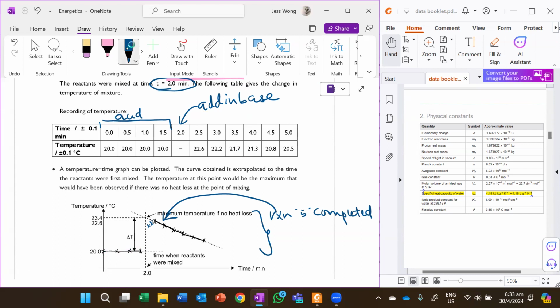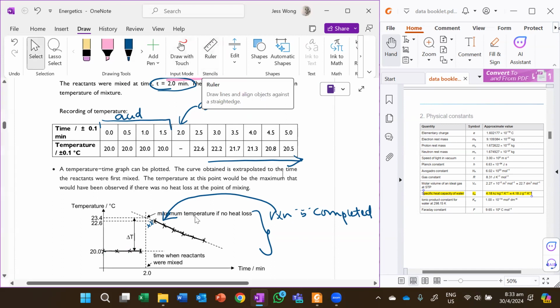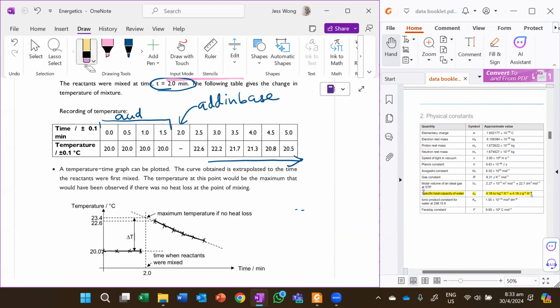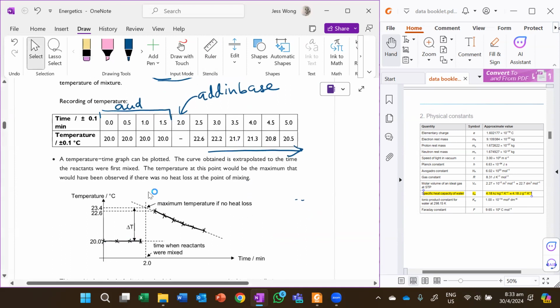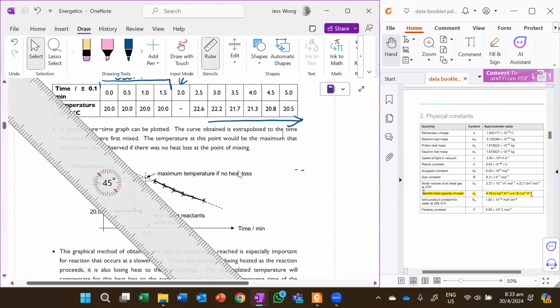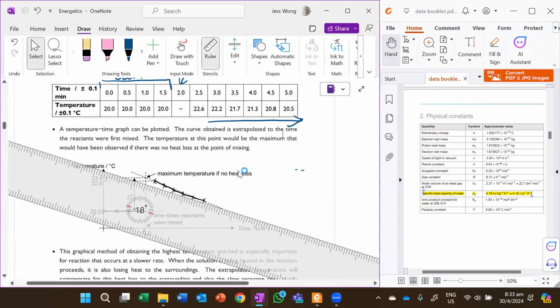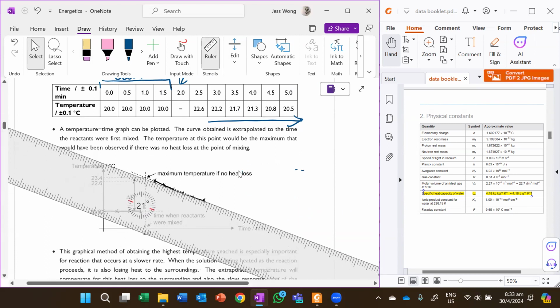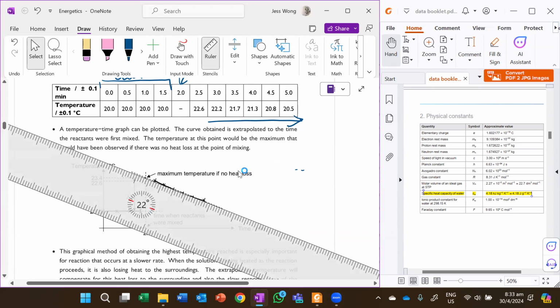So we do not stop immediately when it starts dropping. We will still collect a few more temperature readings as the temperature drops, and the purpose of this is to draw a cooling curve. After we have collected a few data points of the temperature drop, we will extrapolate the cooling curve. So these are the regions where the temperature drops. From here, draw a best fit line.